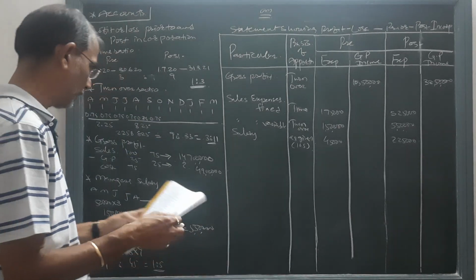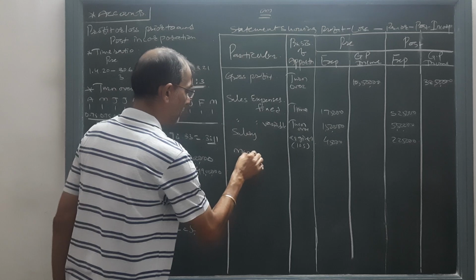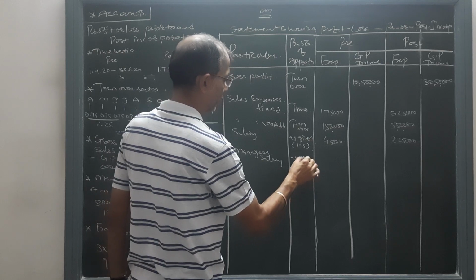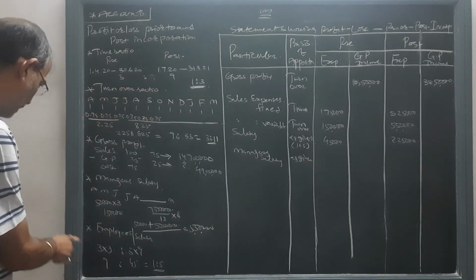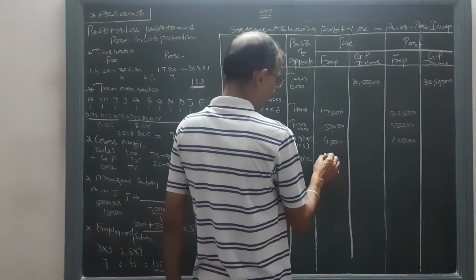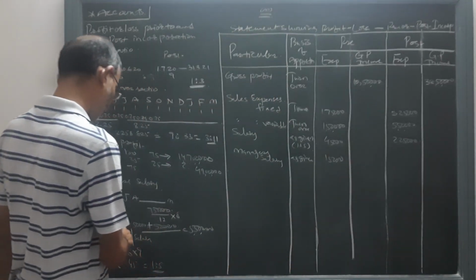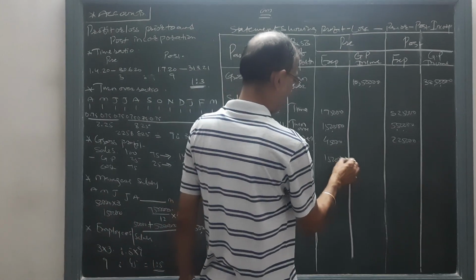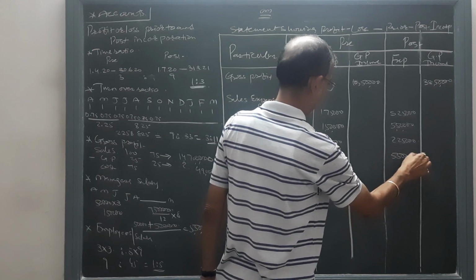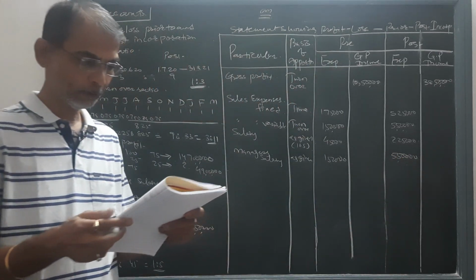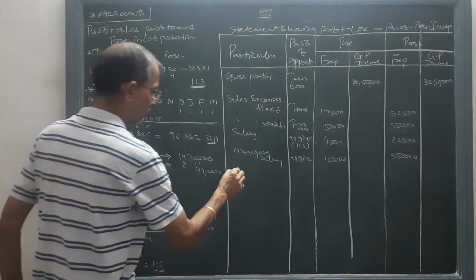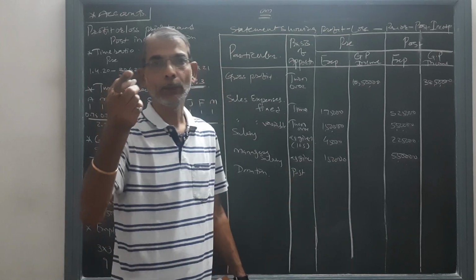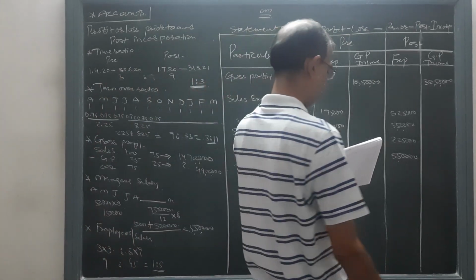Then after, manager salary as given, we have found that the manager will get for the pre-period 1,50,000 and for the post period 5,50,000. Then after, donation is always, we know, a post period expense. Donation is 45,000.